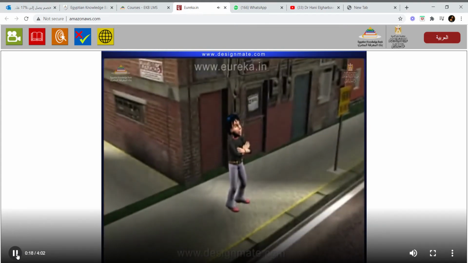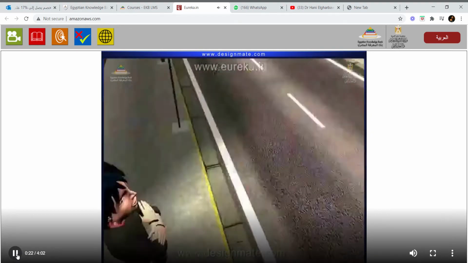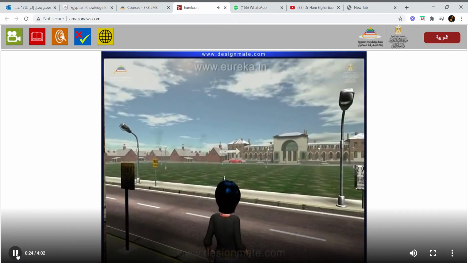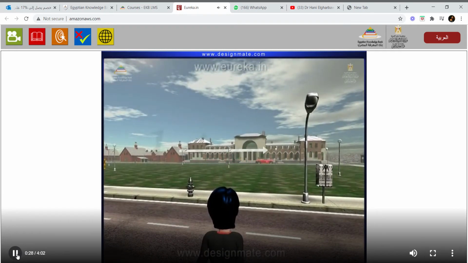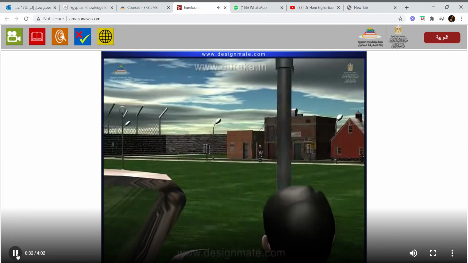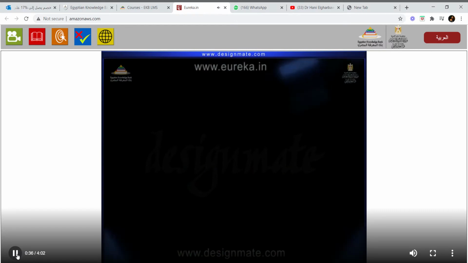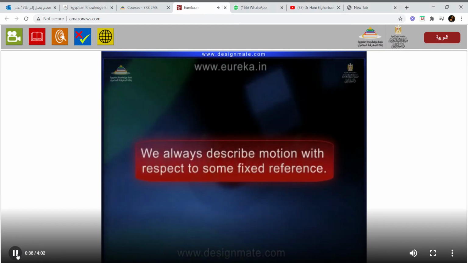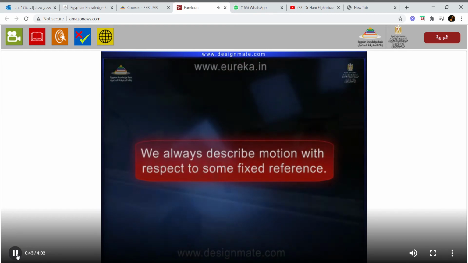Consider a boy standing on the road. Observe that he is at rest. For him, a person sitting inside a moving car is in motion. However, for the person sitting inside the car, the boy standing on the road appears to be in motion. Do you know why this is so? Because we always describe motion with respect to some fixed reference.